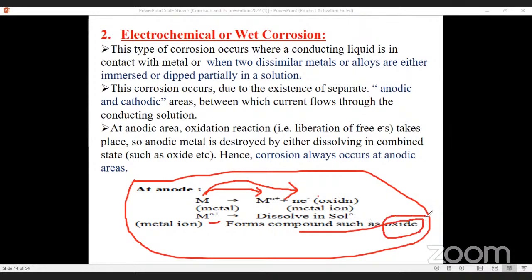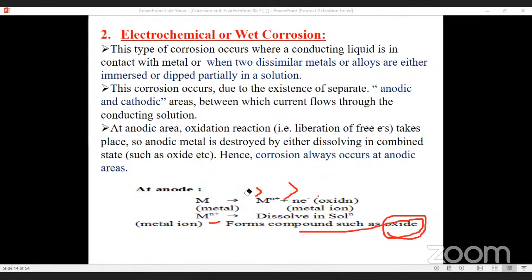Whatever metal ion is there will be dissolved in solution, that is, the electrolyte solution. Without electrolyte solution, there is no wet corrosion; at least an electrolyte solution or some moisture content must be available. Moisture means water moisture, and water acts as an electrolyte solution. Then only the corrosion process is carried out. That is electrochemical corrosion or wet corrosion, right?